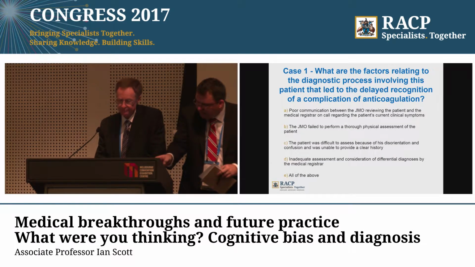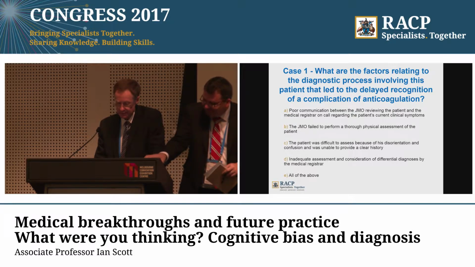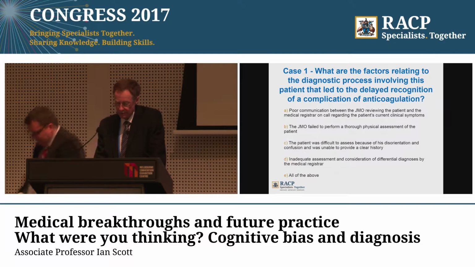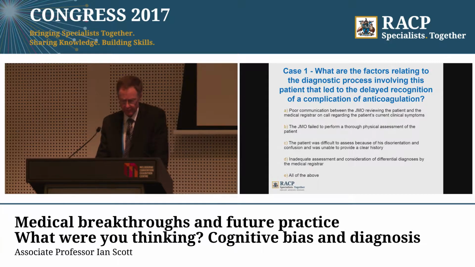And here are the options. A, poor communication between the JMO reviewing the patient and the medical registrar on call regarding the patient's current clinical status. B, the junior officer failed to perform a thorough physical assessment of the patient. C, the patient was difficult to assess because of his disorientation and confusion and was unable to provide a clear history. D, inadequate assessment and consideration of a differential diagnosis by the medical registrar. Or E, all of the above. So all these factors may have a role to play. We're really asking you what you think is the most important predisposing factor here. So would you like to now vote, please? A, B, C, D, or E?